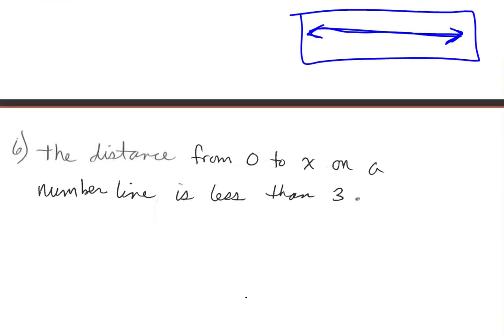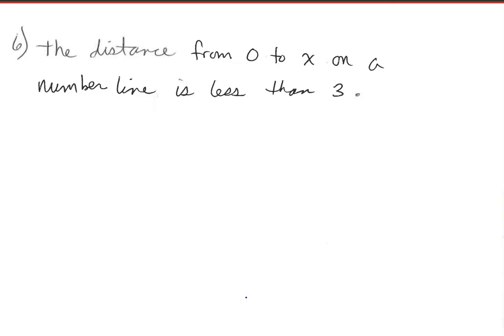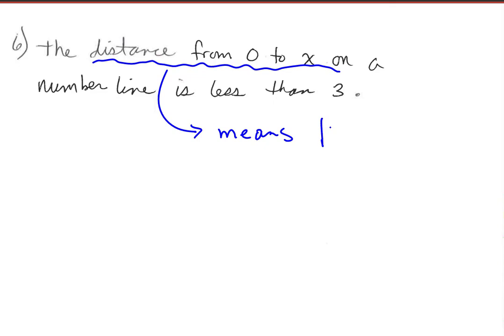This one begins as the following. It says the distance from 0 to x on a number line is less than 3. Now, this is going to utilize some key vocabulary and definitions here. When we see distance from 0 to x on a number line, that phrase is part of the definition of absolute value of x. The distance from 0 to x on a number line is the same thing as absolute value of x. So that's what that phrase means.